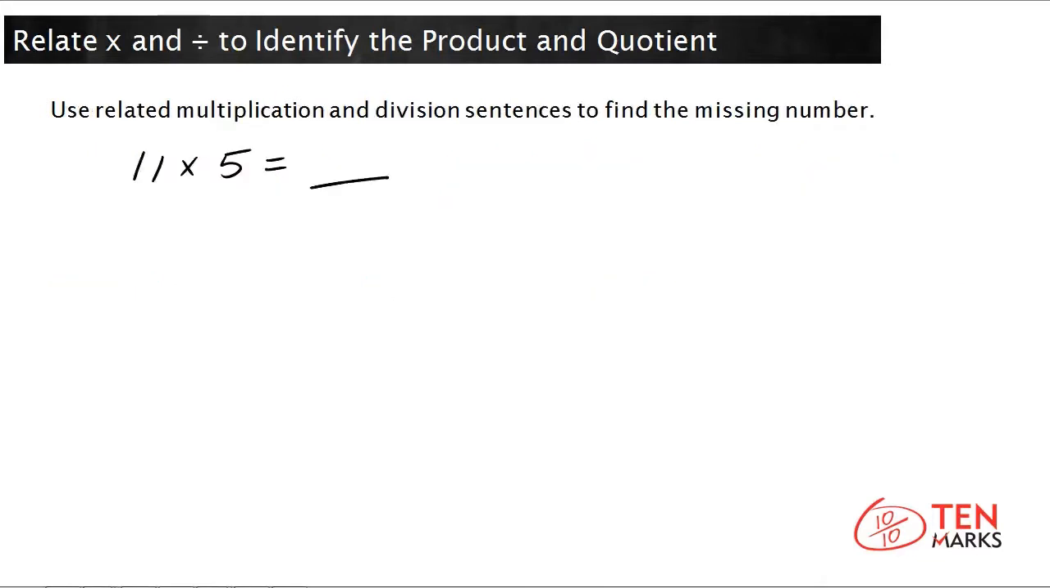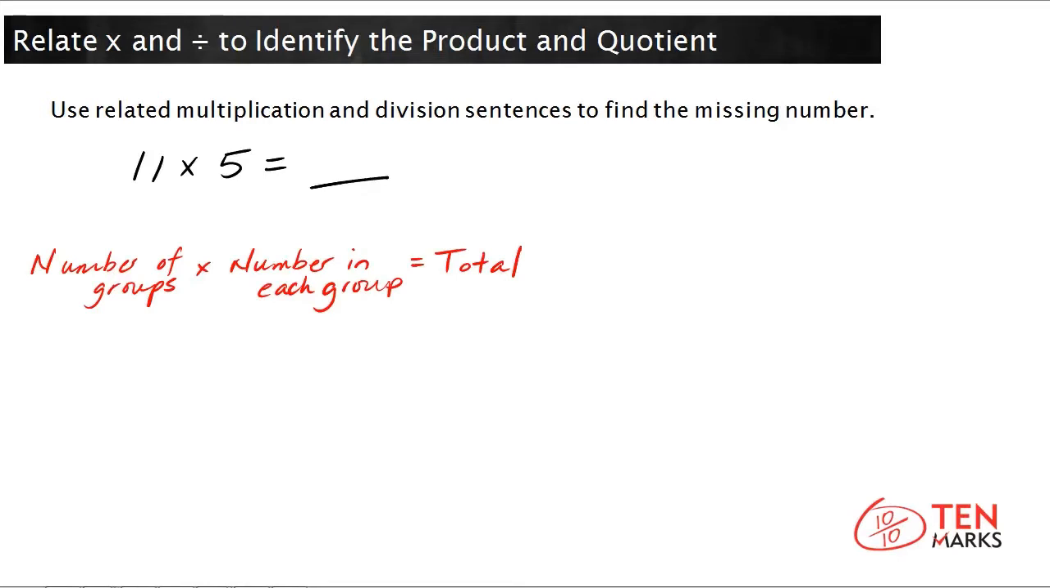Use related multiplication and division sentences to find the missing number. 11 times 5 equals blank. Now instead of just multiplying 11 times 5 to find the answer, let's try and use a related division sentence such that we can get to the answer. First, remember what multiplication means. If you know the number of groups and the number in each group, you multiply to find the total. In this problem, the number of groups is 11. The number in each group is 5.